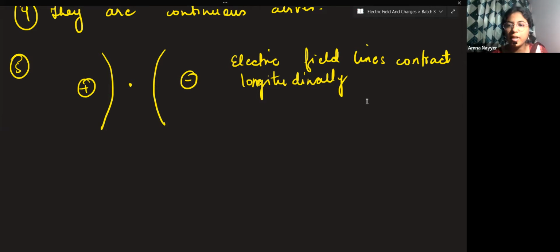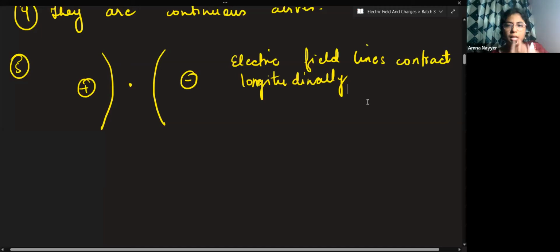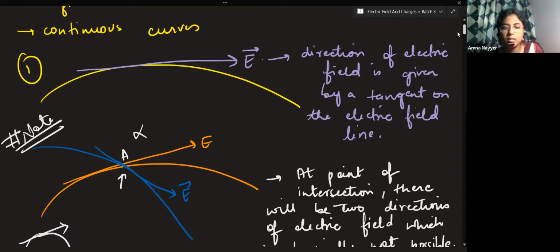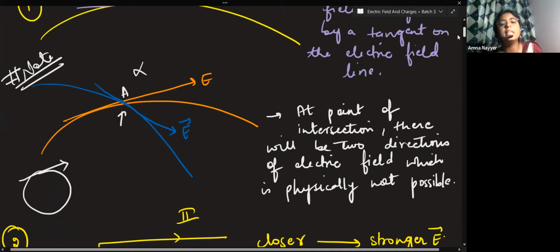Do one thing, all of you. Let's revise these 5 points first. Then the rest of the properties, we'll first note it down, then we'll do. So first property was what? Electric field lines are basically continuous curves. Tangent on it gives the direction of it. Second thing, in this only, the two field lines cannot intersect because it will be having two directions at the same point, which is not possible.